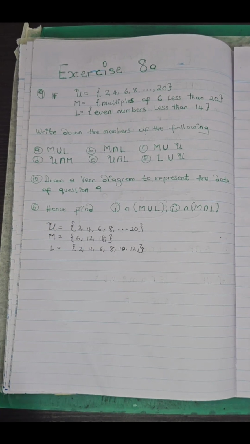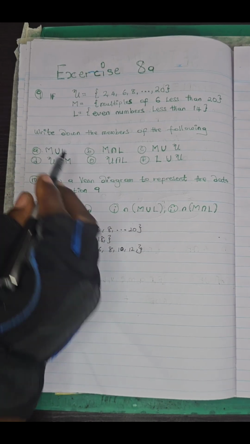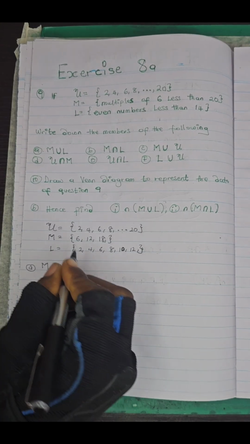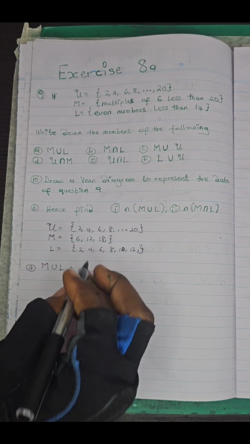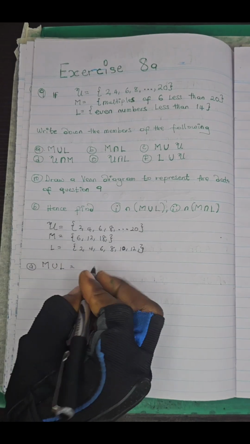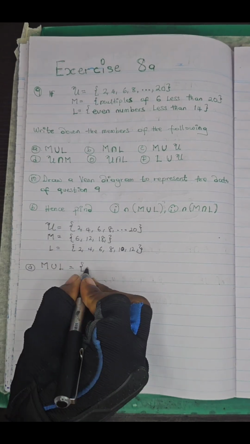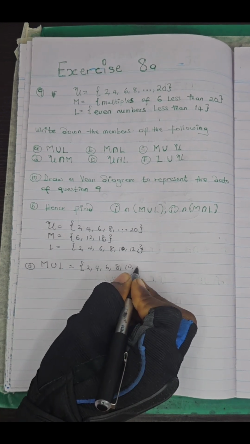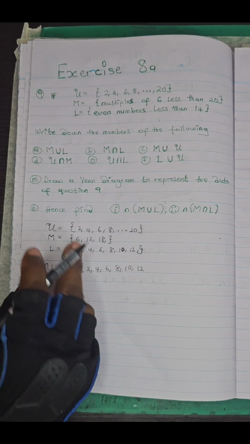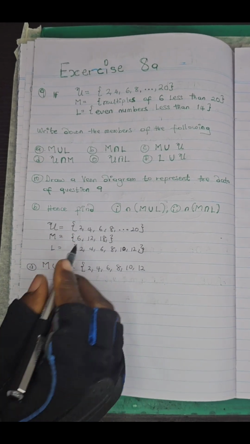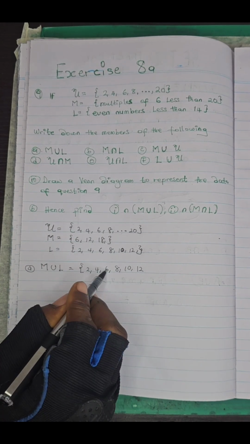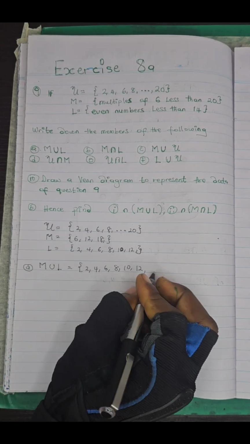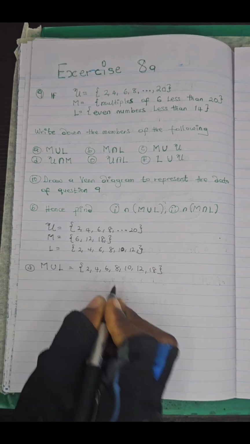So the first thing we have been told is A, M union L. Remember the trick I told you that you can use to solve it. Just start with one and end in the other one. Let's start with L. We have 2, 4, 6, 8, 10, 12. Union simply means both of them combined without repeating. So let's go to M. 6 is already here, so we're not repeating it. 12 is already here, so we're not repeating. 18 is not here, so we'll now add the 18. So this is our answer.